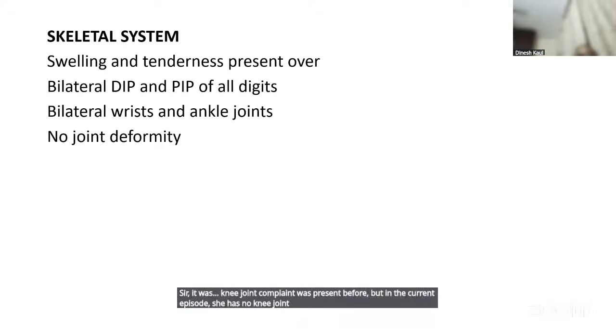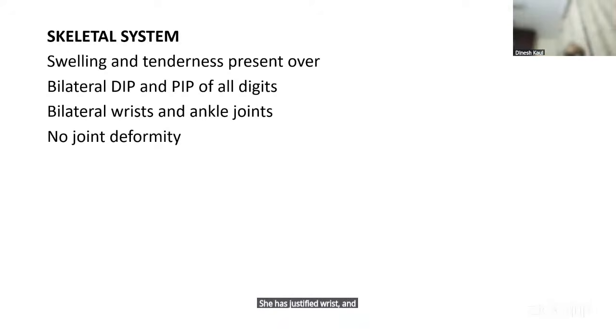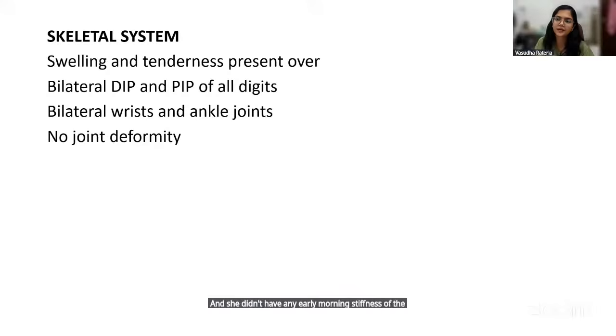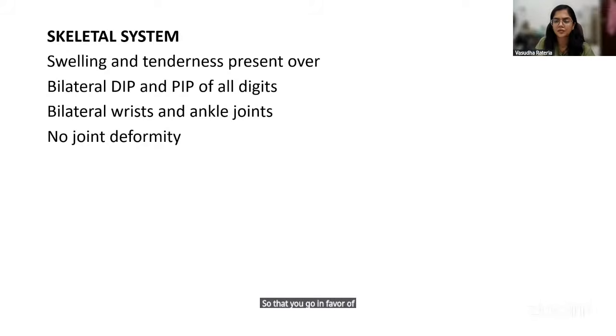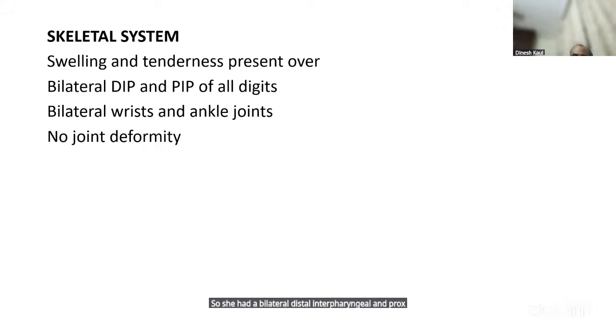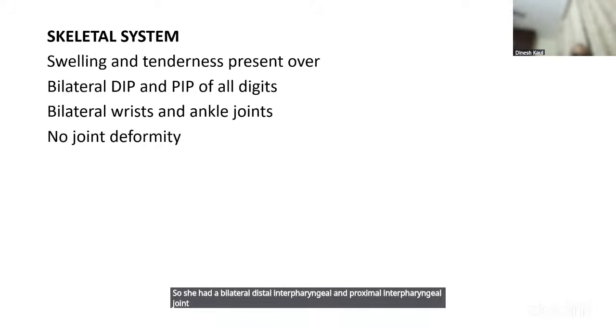So primarily wrist and ankle. Did she have any early morning stiffness of the joints? She did have morning stiffness. This lasted for about 30 minutes to 1 hour. Okay, so that may go in favor of a systemic onset cause of juvenile inflammatory arthritis. Yes, sir. So she had bilateral distal interphalangeal and proximal interphalangeal joints of all digits involved. Fine.